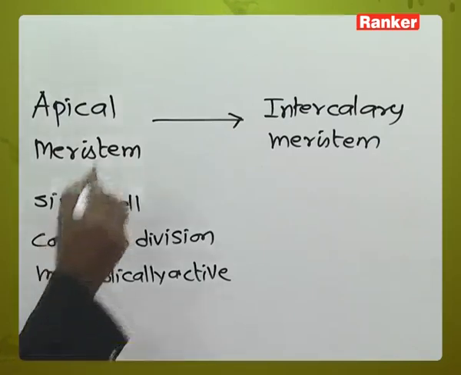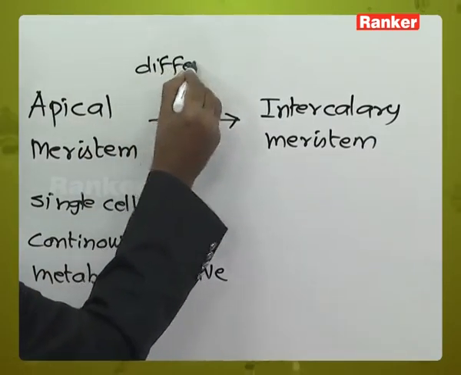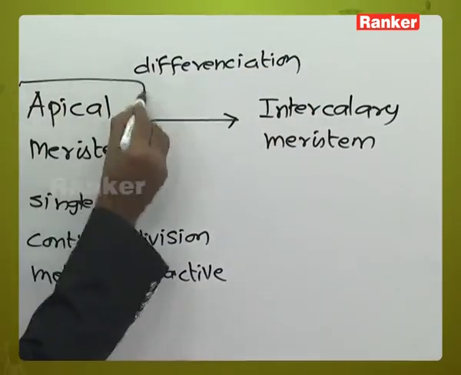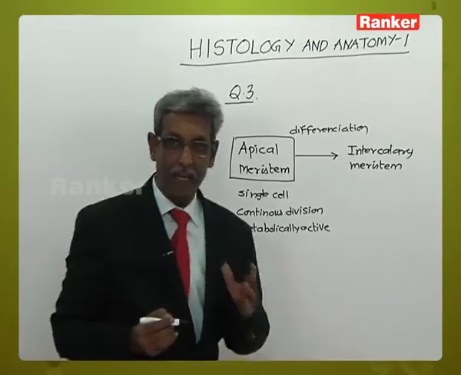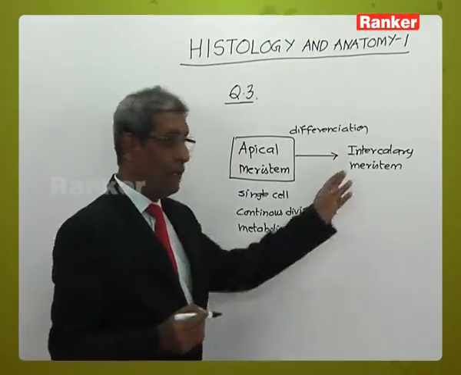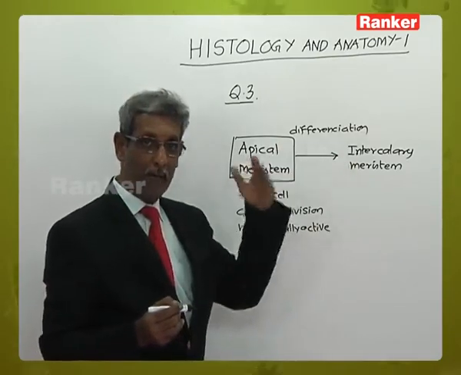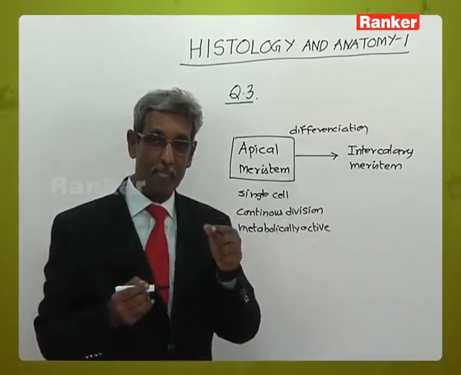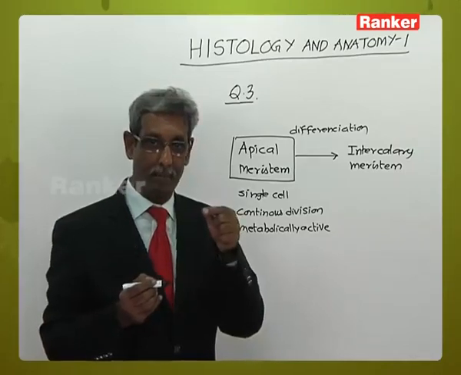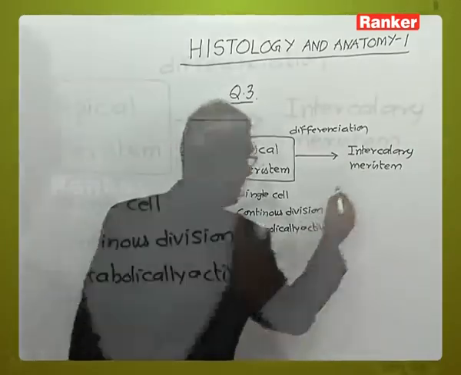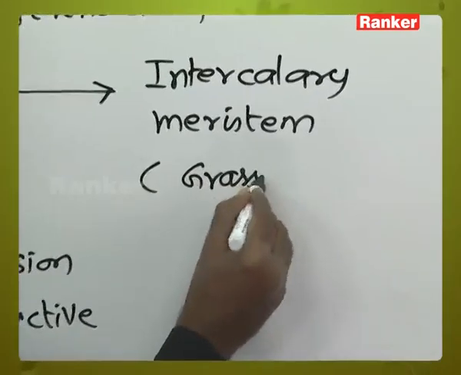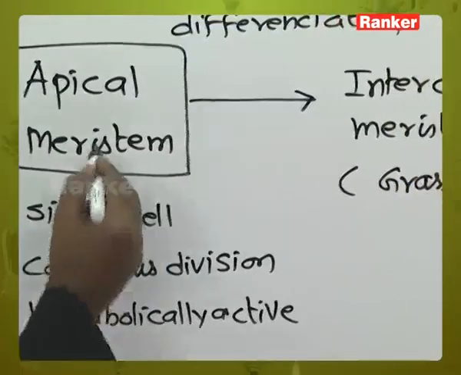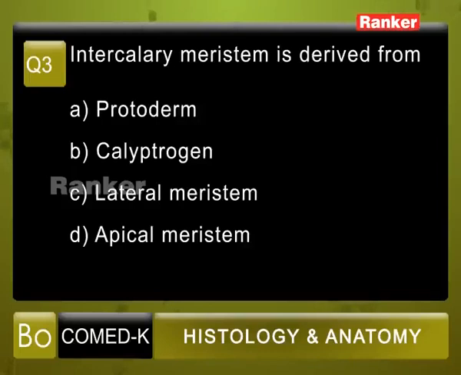On differentiation, a single apical meristem can give rise to several meristems. It could primarily give rise to the primary as well as secondary, and also the intercalary meristems. So intercalary meristems are found especially at the nodal tip of grasses. So intercalary meristems which are found at the nodal tip of grasses are predominantly derived from the apical meristem. The answer here is, the origin is the apical meristem. The answer is D.